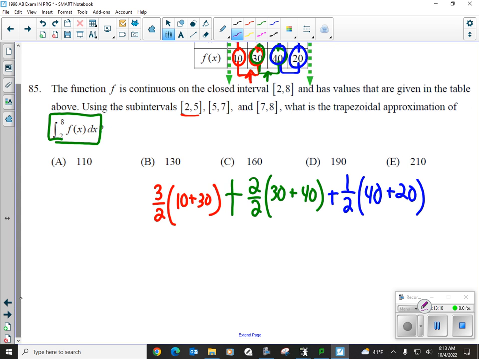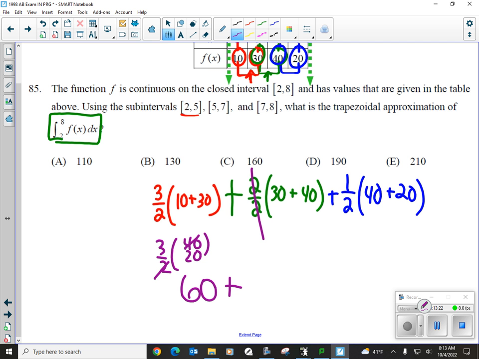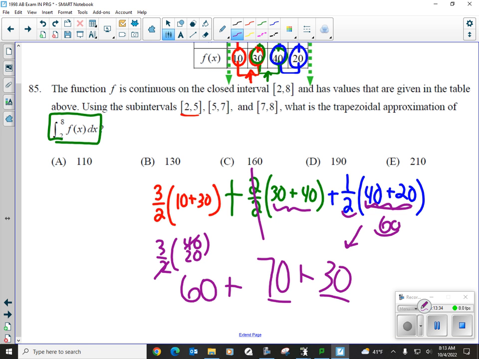What do I mean? Well, now I have 3 over 2 times 40. 2 goes into 40 20 times. 3 times 20 is 60. Plus, this is just 1 times 60 over 2, half of 60 is 30. 70 plus 60, half of 60 is 30. 70 and 30 is 100. 100 plus 60, 160. Sorry about that, I got excited at the end there. Choice C.